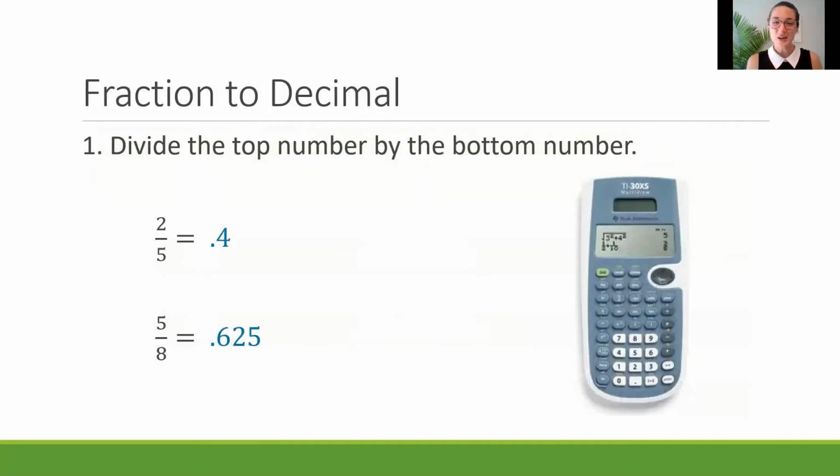All right, so let's talk about some conversions and how we actually make these conversions if they're not something that we have memorized. So for a fraction to a decimal, let's say I need to make that change. I want to turn my fraction into a decimal.